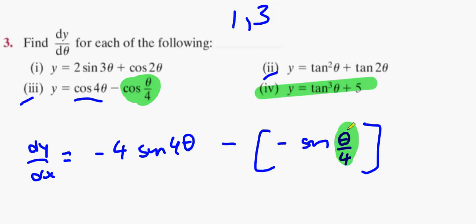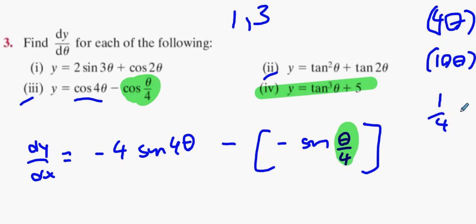You have to differentiate that angle. Are you a bit confused by it? That's alright. If you had 4 theta, what would the answer be? 4. Okay. If you had 10 theta, what would the answer be? Okay. If you had a quarter theta, what would the answer be? A quarter. So theta over 4 is the same thing as a quarter theta. So the answer would be a quarter. Now what's minus multiplied by minus?